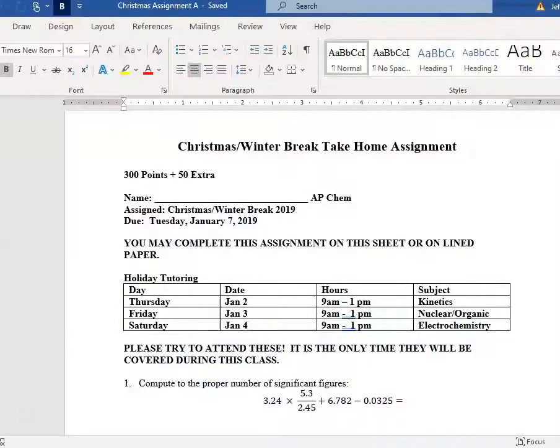Okay, so the deal is the tutoring is on the first page. And I think I left all those at school. So let's see if I can bring it up real quick. The tutoring schedule. There it is right there. So Thursday, January 2nd from 9 to 1 p.m. we're going to do kinetics. We started kinetics in the last week before the break. We didn't finish it. I really recommend you do these.